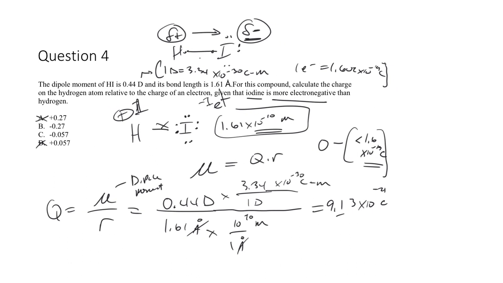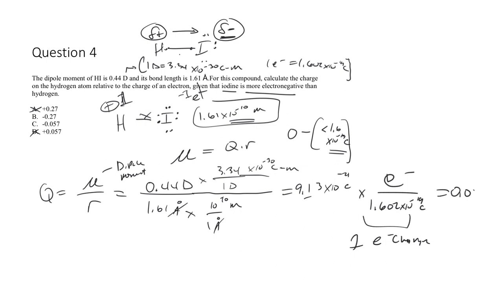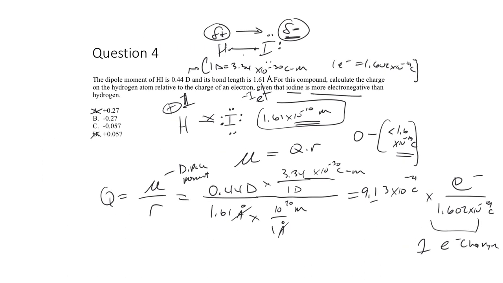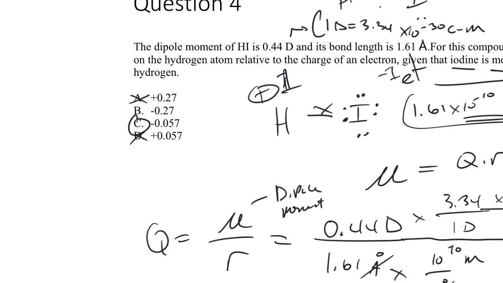That's the only last conversion that we need to do. We just need to say the charge of 1 electron is 1.602 times 10 to the minus 19 coulombs per electron. Just using the charge of 1 electron, we divide this by 1.602 e to the minus 19, and it's 0.057, meaning the charge on hydrogen and iodine are 0.057, where one's plus, one's minus. Hydrogen would be the plus, iodine is going to be the minus. So answer C.